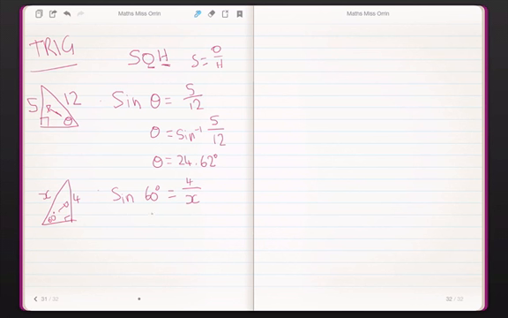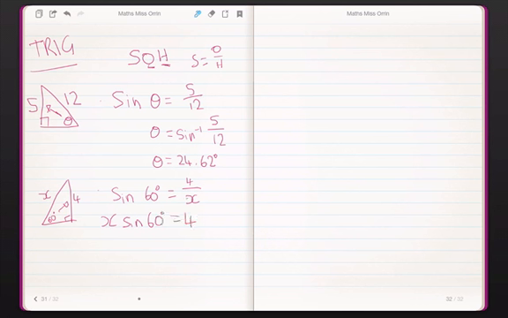Now what we want to do, slightly different to the first one, we want to move things around until we end up with x on its own. Now because x is on the bottom of the fraction, we're going to have to move that first. Even though we want to get it on its own, we need to move it first because we have to move the bottom of the fraction first, okay? It's currently divide, so now we're going to make it times. X times sine 60 equals 4.